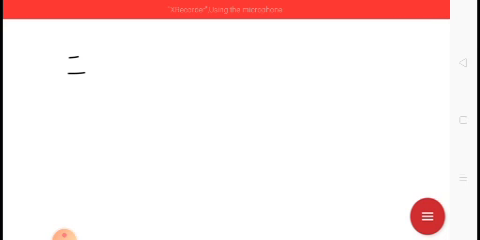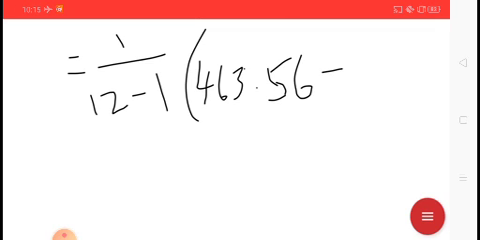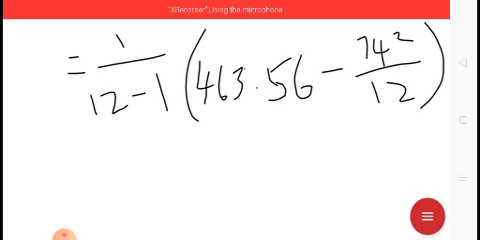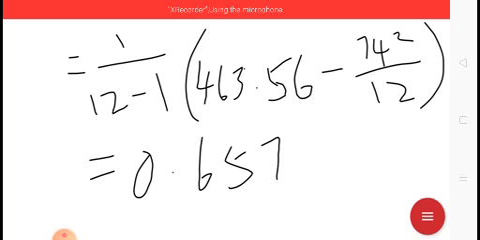So it is equal to 1 over 12 minus 1, times, just now we got 463.56, minus 74 squared over 12. Be careful about the part behind: it's the sum of x, squared, over 12. If you proceed, you should get 0.657 for question 1.